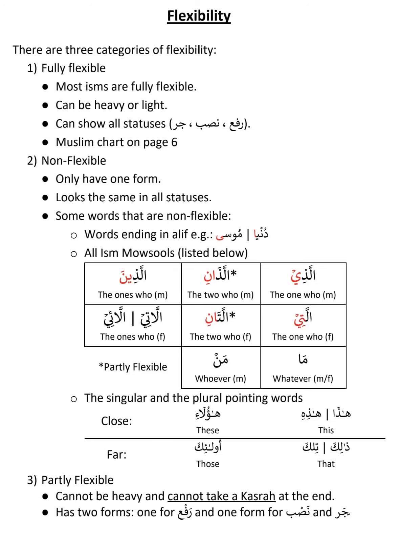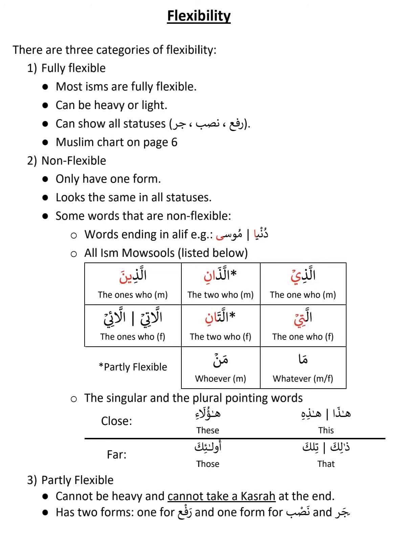Today we're going to learn lesson number 5, flexibility. In lesson 1, we said ism, fi'l, harf are there. Then in lesson 2, we took only the ism and analyzed it, and we said ism has 4 properties, that is status, number, gender and type. And in lesson 2 itself, we said there are 3 statuses, rafa, nasab and jar.